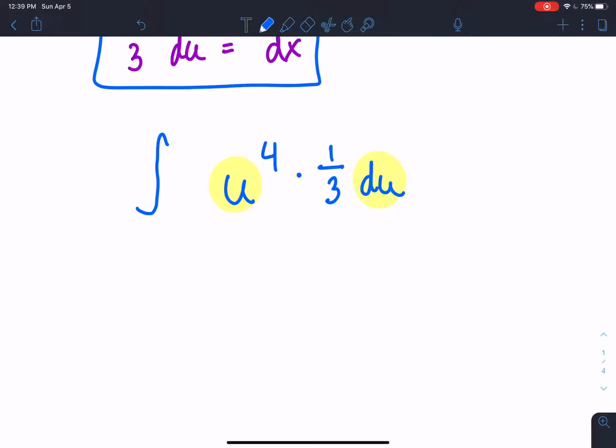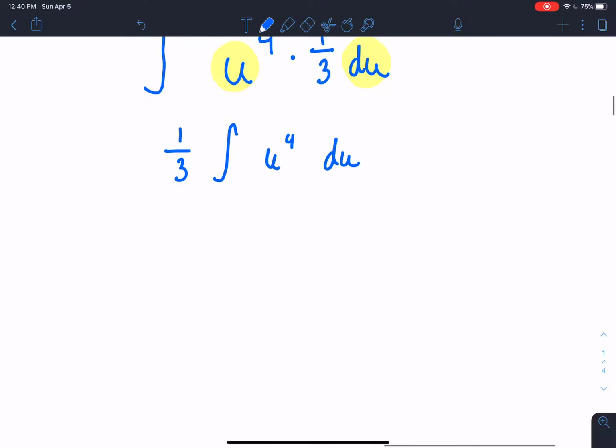Okay, so what you guys are going to do now is this is a constant, this 1/3 here. What you're allowed to do is move that out front of the integral sign. So you have 1/3 integral of u to the 4th du. This constant is just going to go along as you work out the problem.